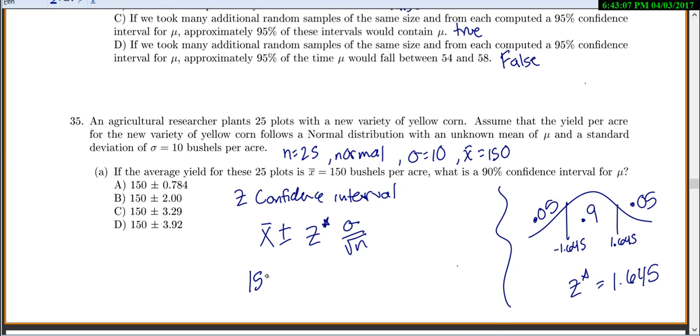So coming back over here, I have 150 plus or minus my z star of 1.645 times sigma of 10 over the square root of n. So this is 150 plus or minus 3.29.